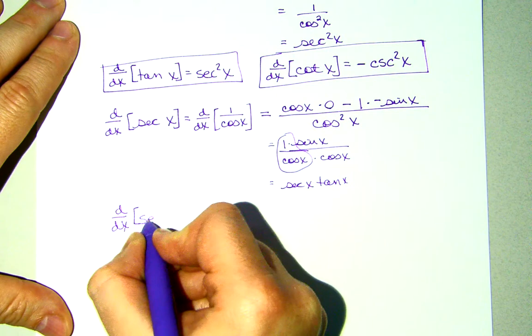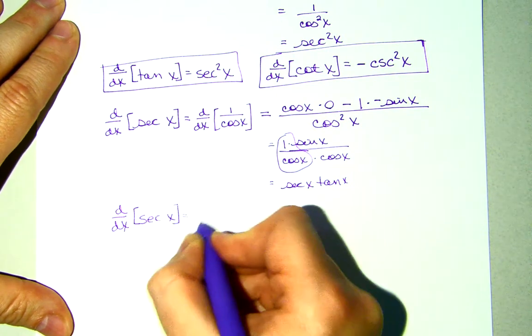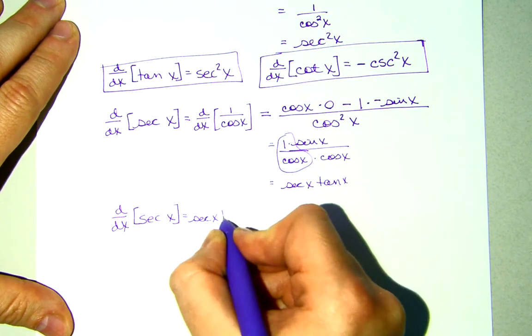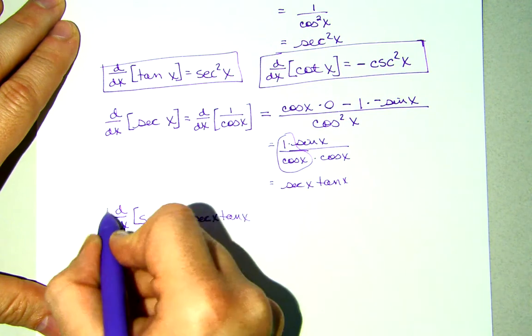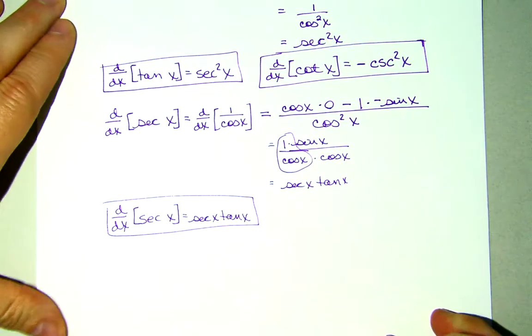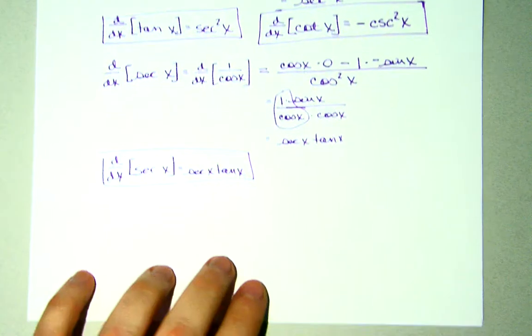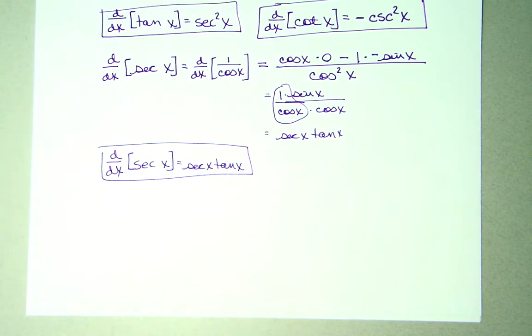So, the derivative of the secant of x is the secant of x times the tangent of x.